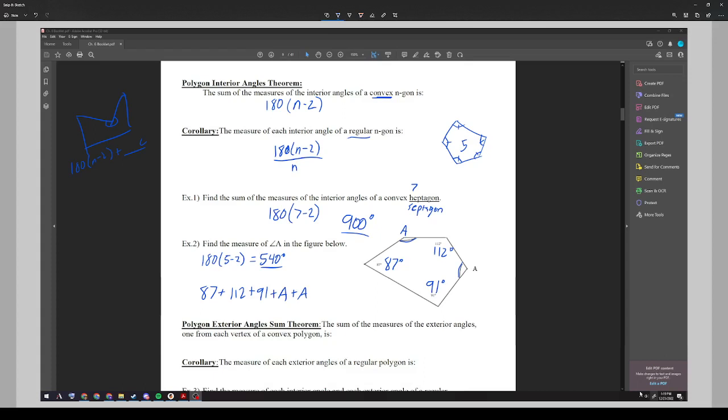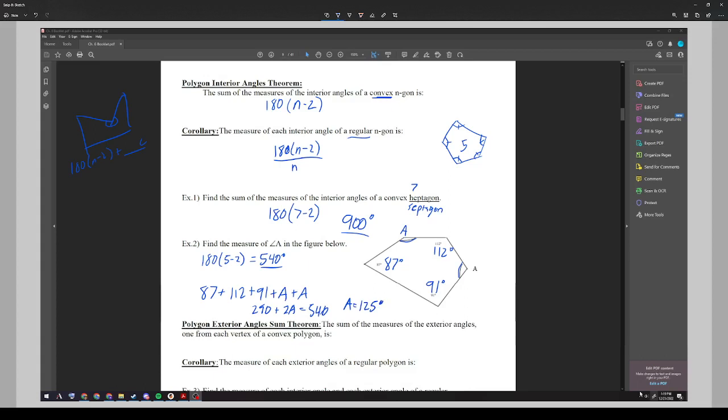So that's 199. Borrow 1, we get 200 plus 90, so that's 290 plus 2A equals 540. Take away 290, we end up with 250. So then divide by 2, we get A equals 125 degrees.